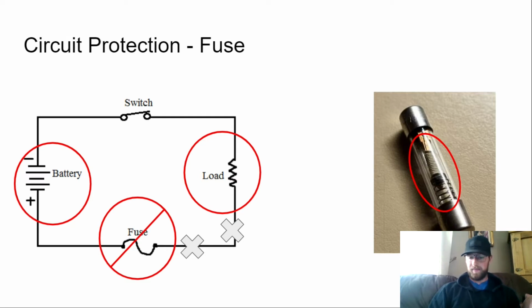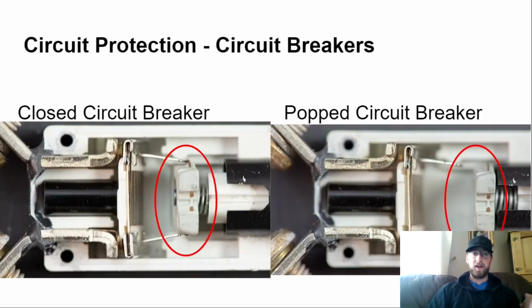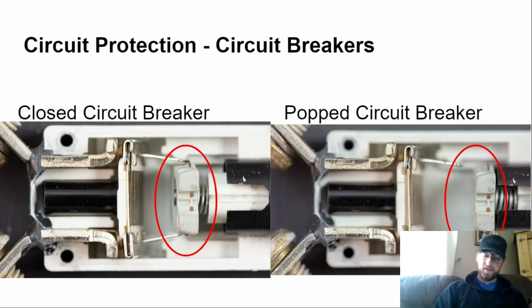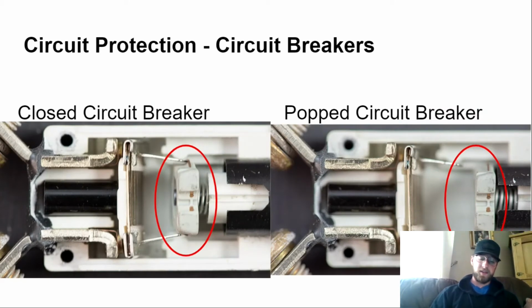For that reason, people don't really use fuses too much in modern aircraft. They've moved on to circuit breakers. So this is the more modern solution to circuit protection. The main difference between a circuit breaker and a fuse is that a circuit breaker is resettable in flight.